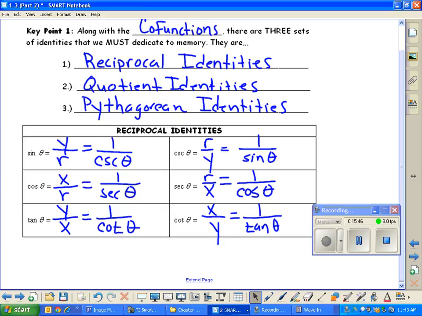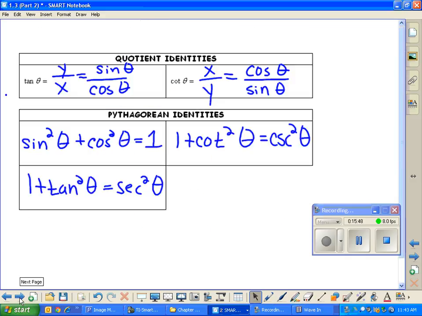Moving on. Are we good? We're good. Moving on. Quotient identities. Didn't I tell you recognize them? It's just writing tangent and cotangent in terms of sine and cosine. It's not anything special. You wrote tangent and cotangent in the reciprocal identities, but this is just using sine and cosine. Once again, you know tangent and cotangent are reciprocals of one another. So if you remember that tangent is sine over cosine, you should remember that if you just flip it, that's cotangent.